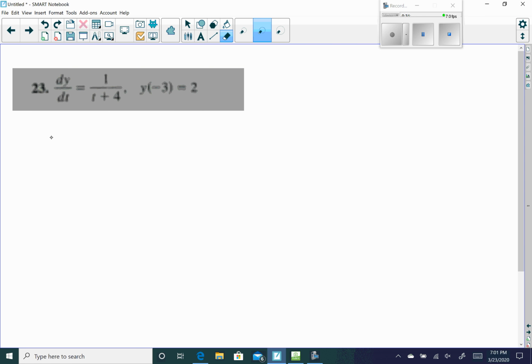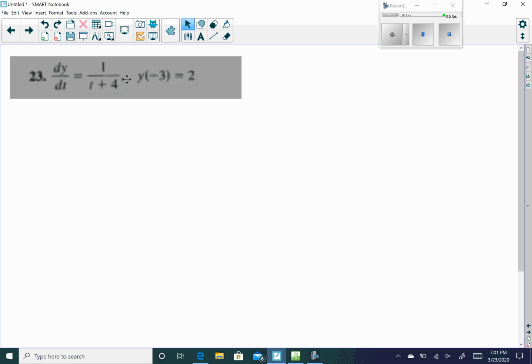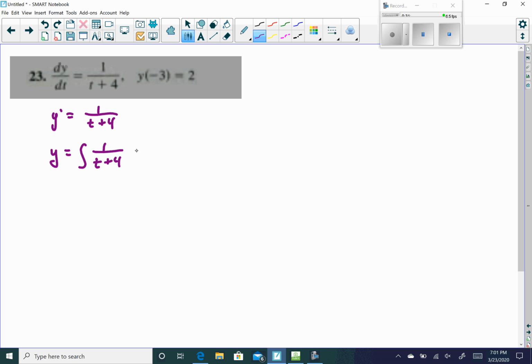So here, looking at differential equations to solve, keep in mind, guys, you need to write out the steps. So you could write, instead of dy over dt, y prime is 1 over t plus 4. If you're going to just go straight to y, make sure you write that y is equal to the integral of 1 over t plus 4 dt. So we need to show those steps as we're looking at it.